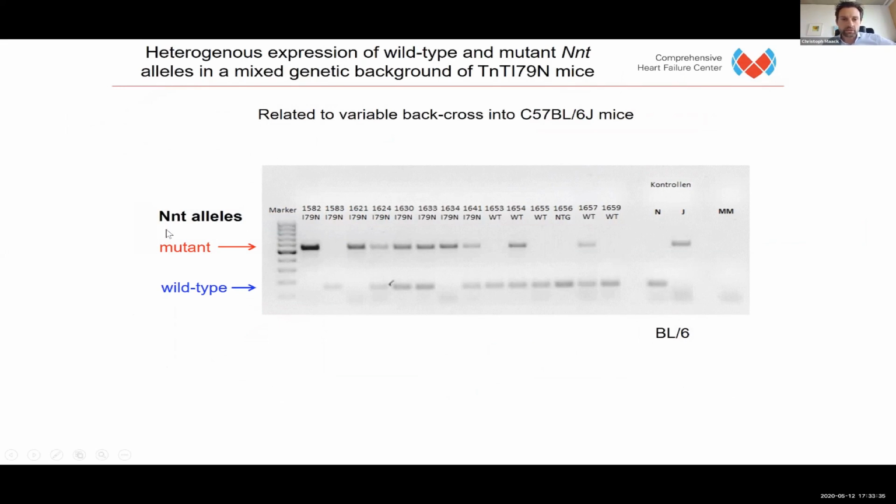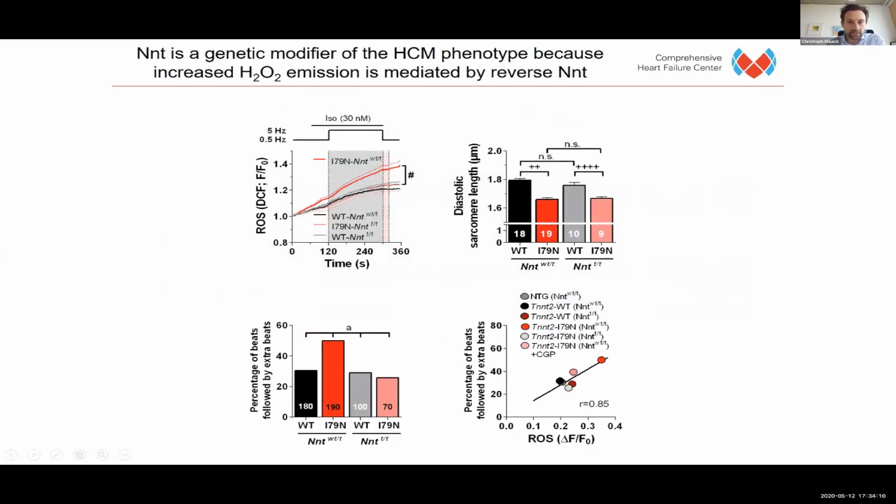And here is the black 6N and J control. You see here a mutant allele of the black 6J, which is a truncated one in the J, and a wild type here in the black 6N. And now you see that the I79N or wild type mice we were receiving had all sorts of transhydrogenase expression. Some were homozygous for wild type, some were homozygous for the truncated version, and many of them were heterozygous.